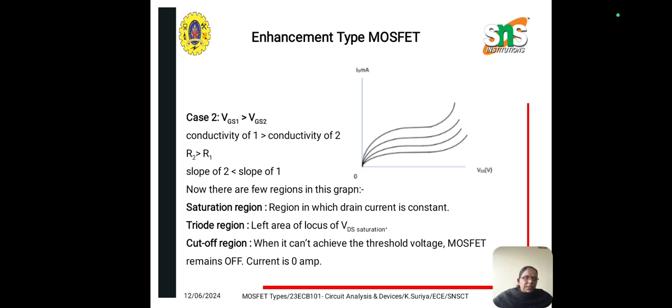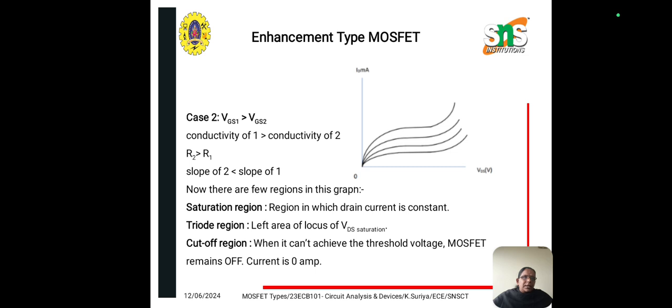Here a few regions will be there: saturation, triode, and cutoff region. The saturation region is the region in which the drain current is constant, and the triode region is the left area of the locus of VDS saturation. The cutoff region is when it can't achieve the threshold voltage, the MOSFET remains off, and the current will be 0 amps. This is shown in the diagram.